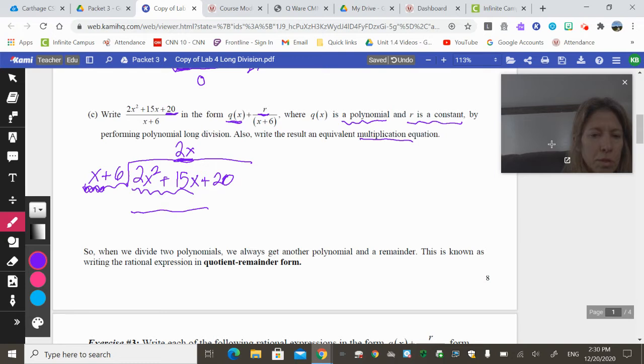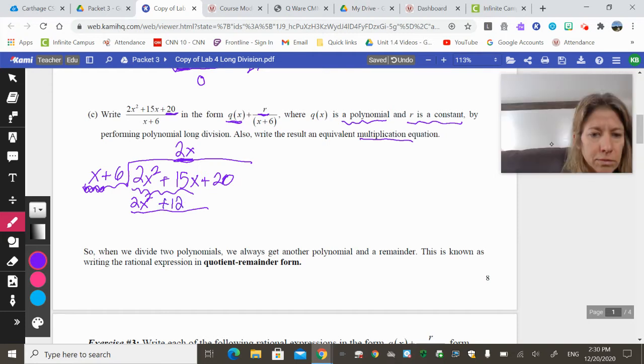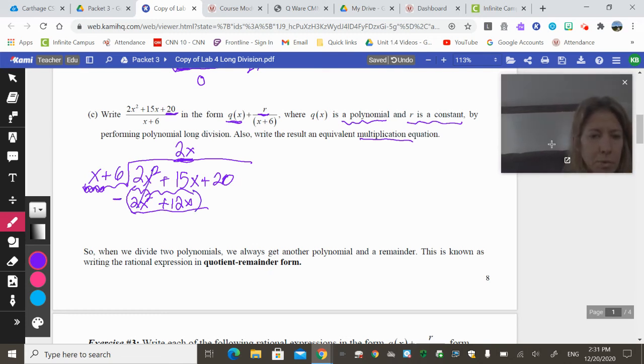So we go ahead and distribute the 2x to the x plus 6 to get 2x squared plus 12x. Okay, then I'm going to distribute my negative or subtract. It's going to cancel. Remember, I'm doing 15x minus 12x, which is 3x plus 20. Okay, I want to multiply something times x plus 6, so my binomial starts with a 3x. So that's going to be a plus 3.